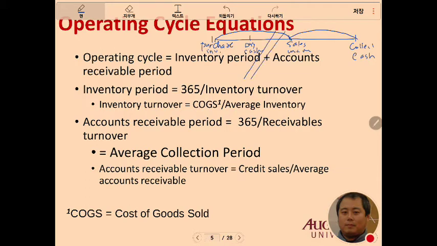And the inventory period can be calculated by 365 divided by inventory turnover, and inventory turnover is the cost of goods sold divided by average inventory. That's basically chapter 3 stuff. The account receivable period is 365 divided by the receivable turnover, and it's called the average collection period. So how many days it will take to collect cash from account receivable. Then you can calculate the account receivables turnover, which equals credit sales divided by average account receivables.